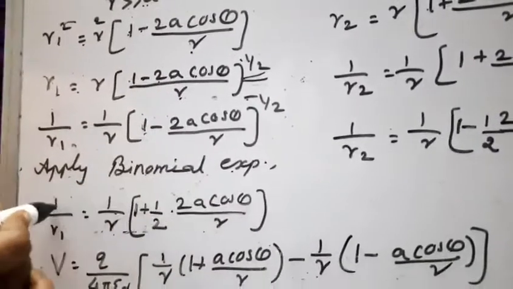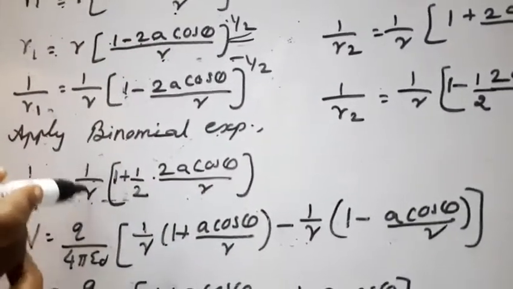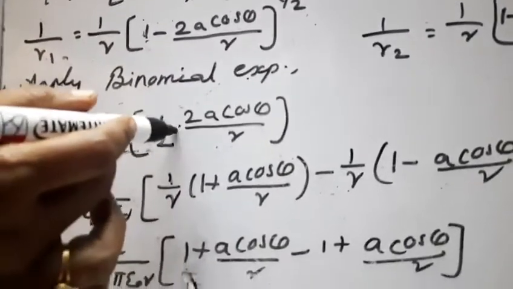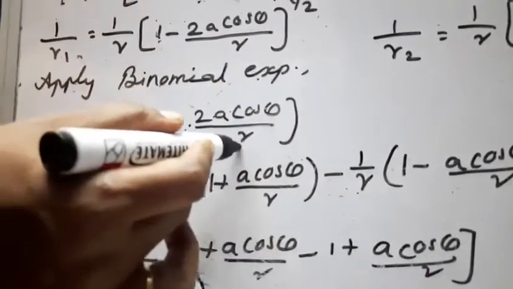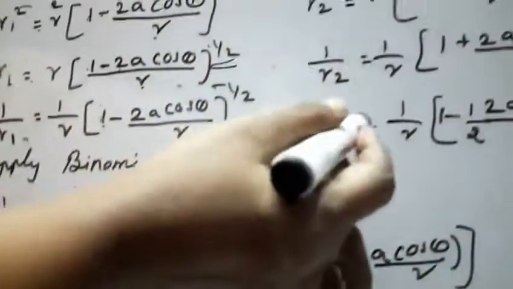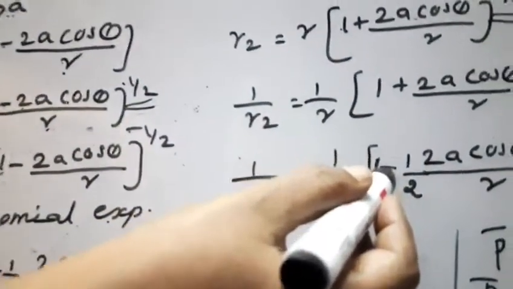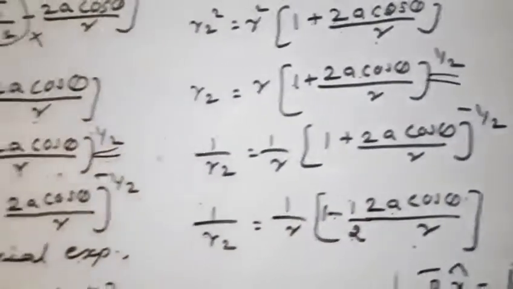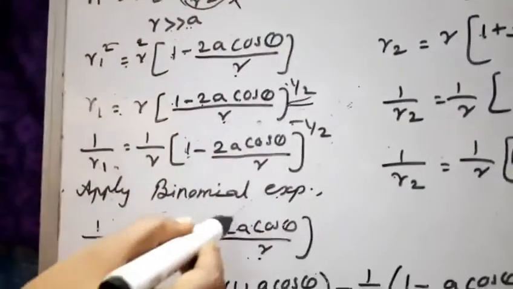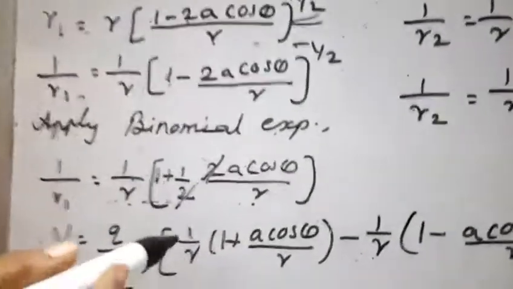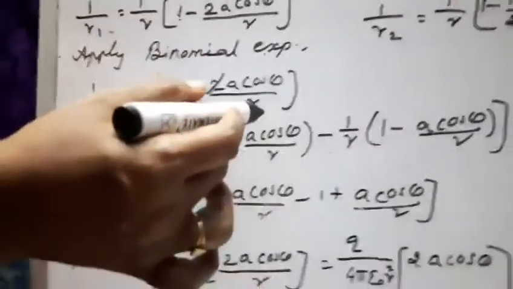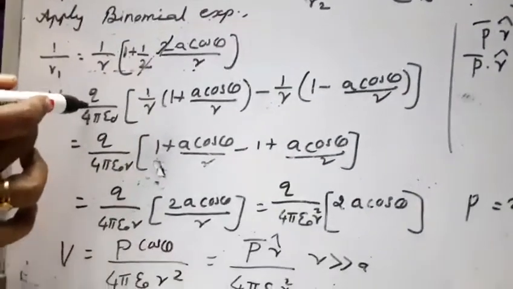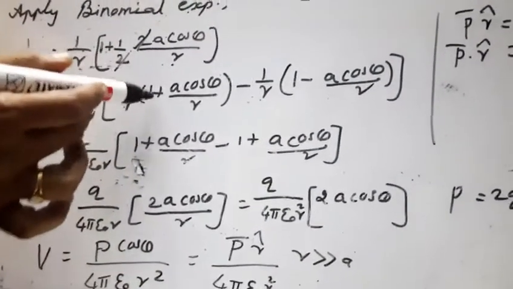Therefore 1 by r1 equal to 1 by r into 1 plus 1 by 2 into 2a cos theta by r, and here 1 by r2 equal to 1 by r into 1 minus 1 by 2 into 2a cos theta by r. The 2 is cancelled. Therefore we can get here 1 plus a cos theta by r. Therefore the total value V equal to 1 by r1 minus 1 by r2 value we have to apply.